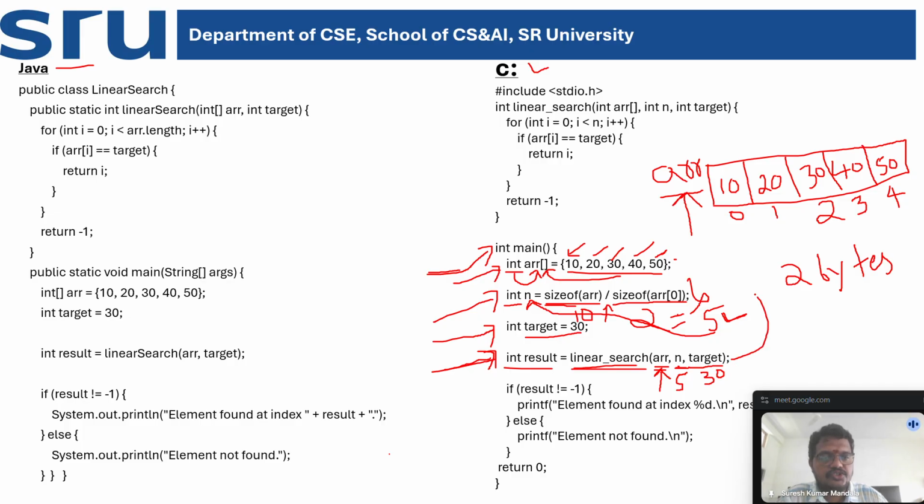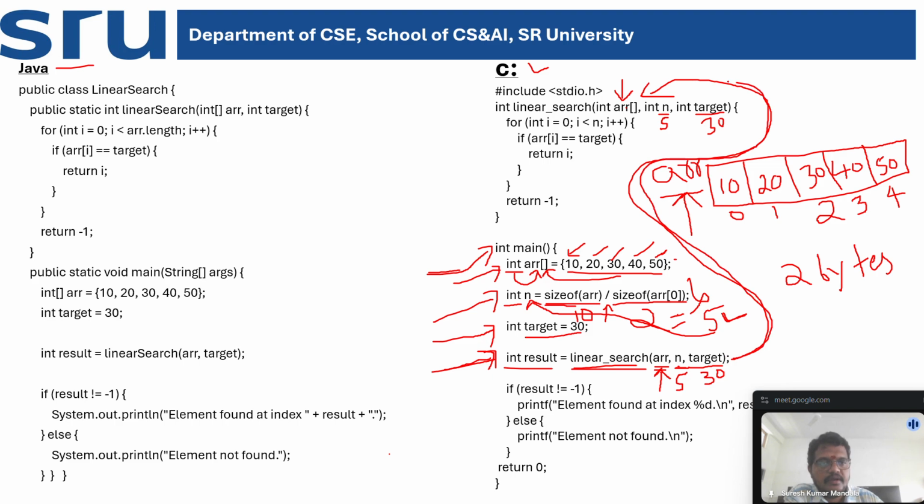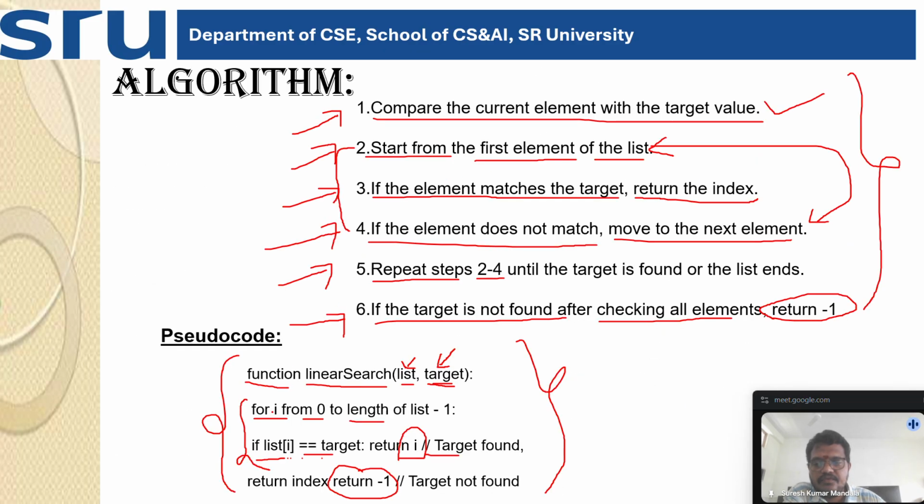From here the control jumps from this line to the linear search function. ARR will be stored with all the values passed by this function call: 10, 20, 30, 40, 50 will be stored here. The n will be stored with 5 and the target value will be stored with 30. These values are passed by the function call. Then after coming to the inner function, similar to what we discussed about the pseudocode, a for loop is declared.